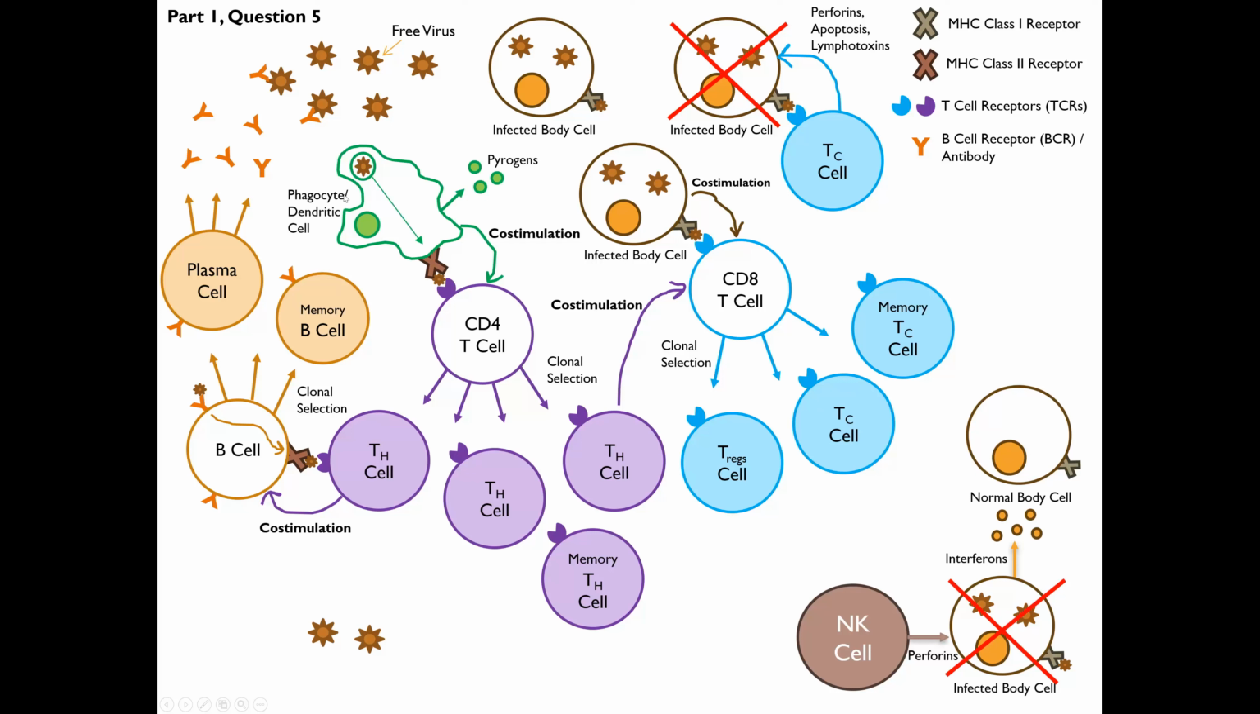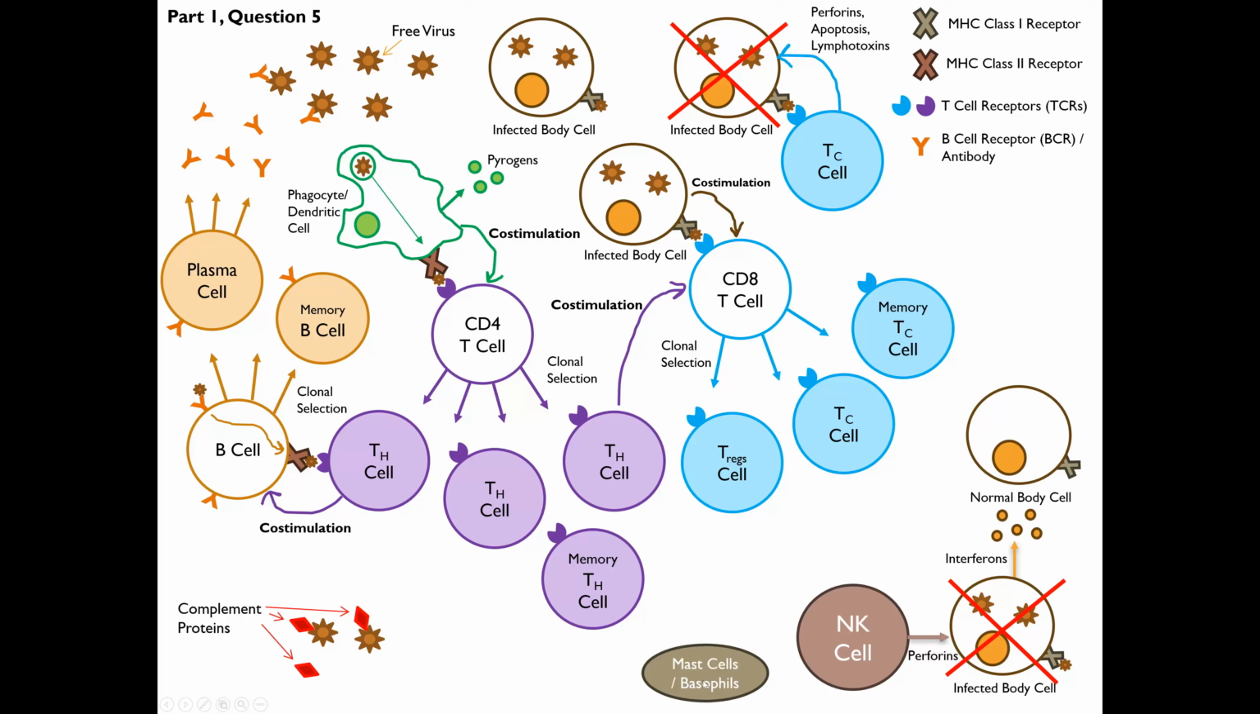The phagocytes and dendritic cells that encounter the pathogen will also release cytokines called pyrogens. Pyrogens will cause the hypothalamus to raise the set point of the body temperature, which results in fever. We also have complement proteins that can become activated, and they can bind to the viral particles, and they can also help with the inflammatory response that we'll see in just a moment.